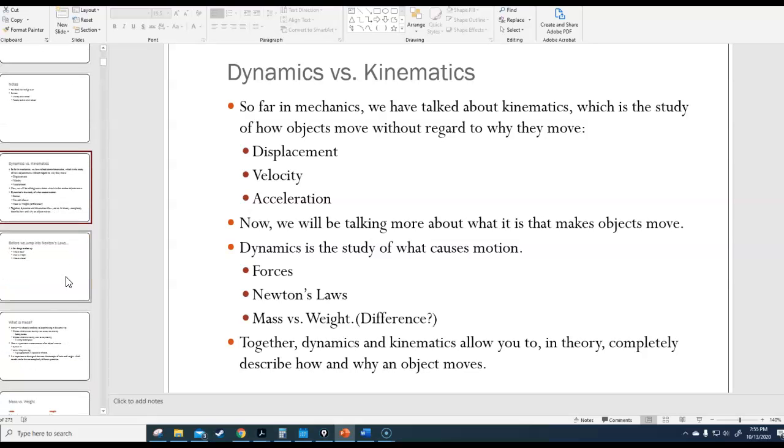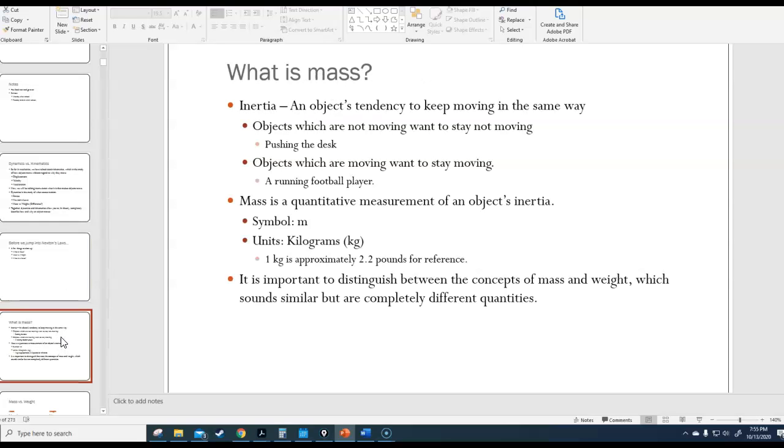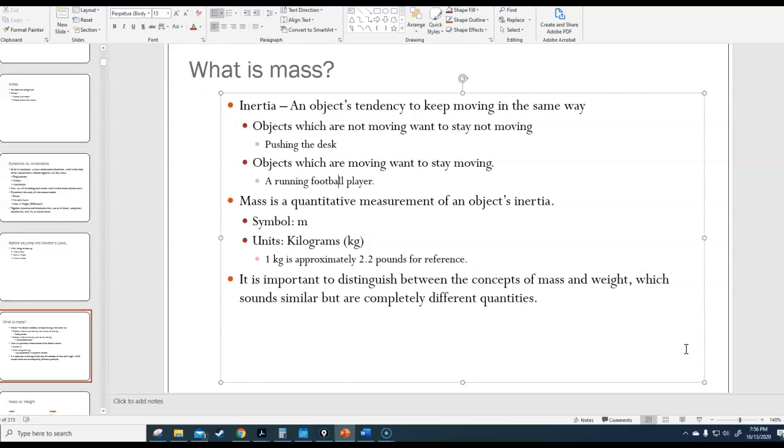But anyways, before we get into Newton's laws of motion, because we're not quite there yet, let's talk about some more basic stuff. Let's talk about mass first of all. So what is mass? Here are just some definitions for you to stick in your notes.